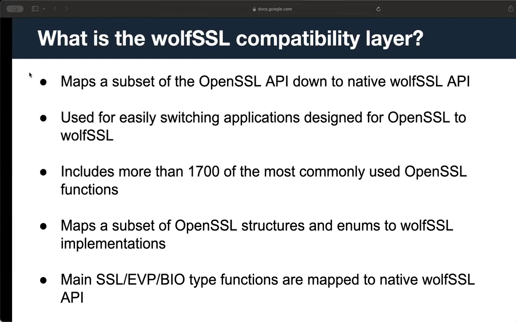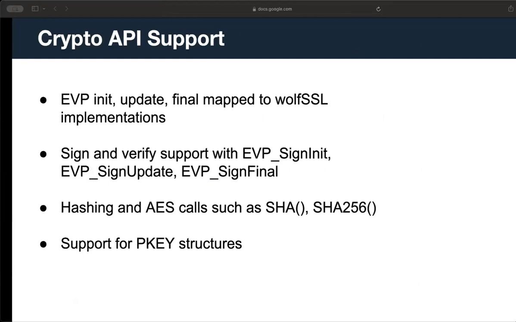And the compatibility layer, with those APIs being mapped down to native wolfSSL, allows for easily switching applications that were previously designed to link and use OpenSSL over to wolfSSL. Some of the main APIs in there are going to be the SSL layer, the EVP and BIO, all of those abstraction layers. We have quite a few of those mapped over to native wolfSSL implementations.